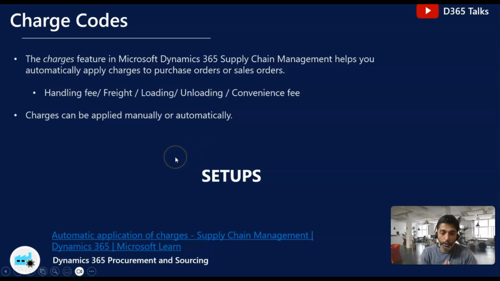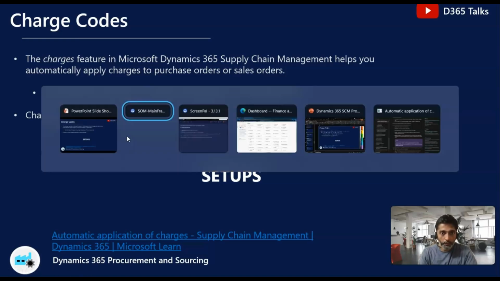So as part of this video, first we will try to understand the setup, then we will quickly create a charge code, and using the charge code we will manually maintain the charge and allocate those charges to the line. And then in the second part of the video we will create an automatic charge code, and those automatic charge codes will be applied automatically in the purchase line whenever the item is added to the purchase orders. So first let's quickly get into the Dynamics 365 screen.